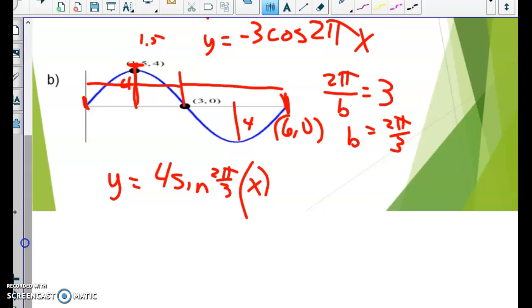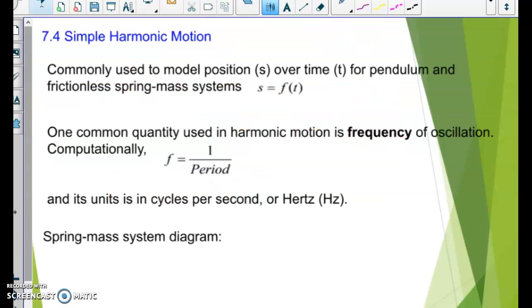And if there are questions on that, you'll bring them to class. Section 7.4.